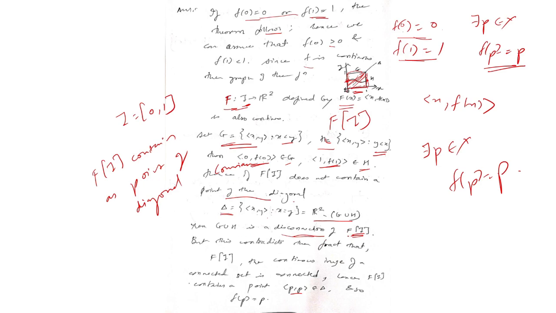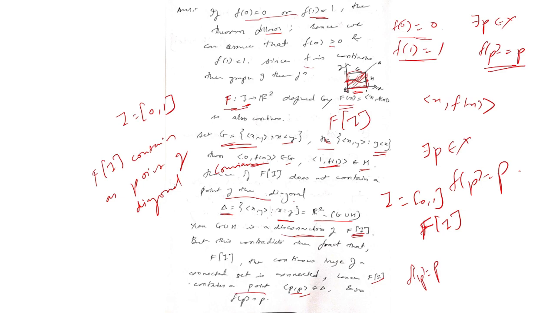But we have constructed the function f from I to R2. Since I is connected, its image f of I should also be connected, right? But here we are getting a disconnection. So here we get the contradiction. Therefore, since the continuous image of a connected set is connected, f of I contains a point p comma p that belongs to the diagonal. So you will get a point p such that f of p is equal to p.